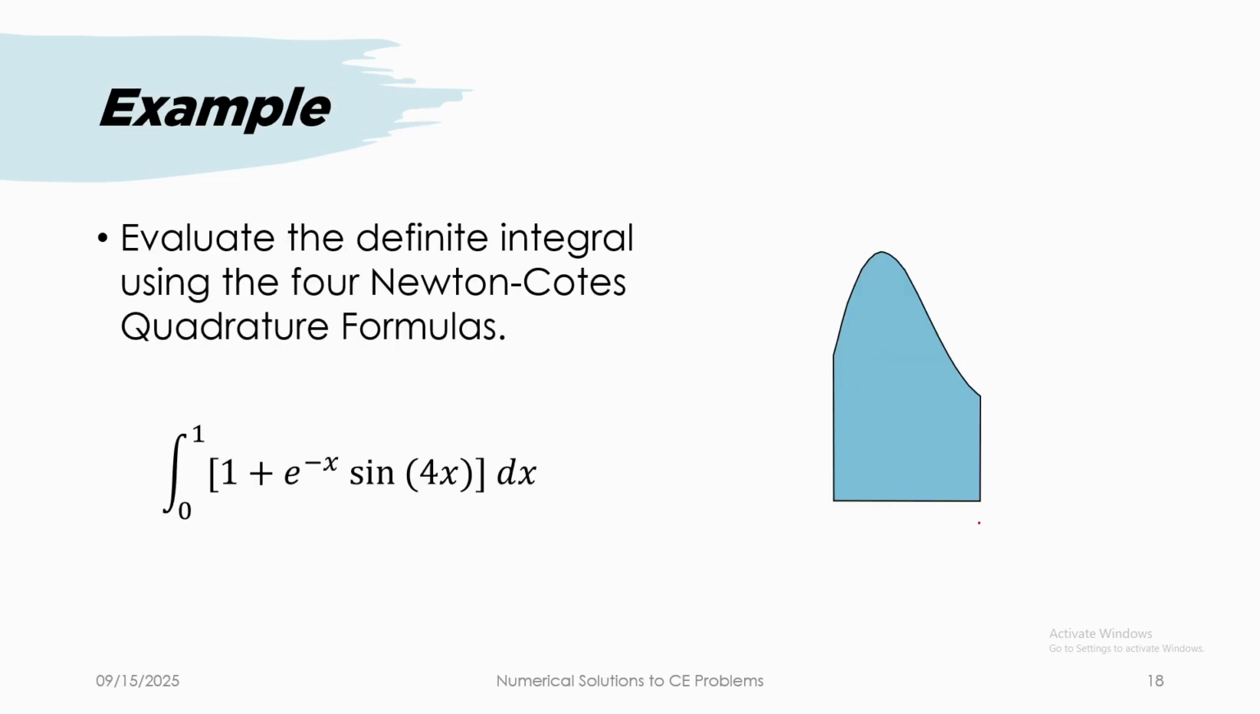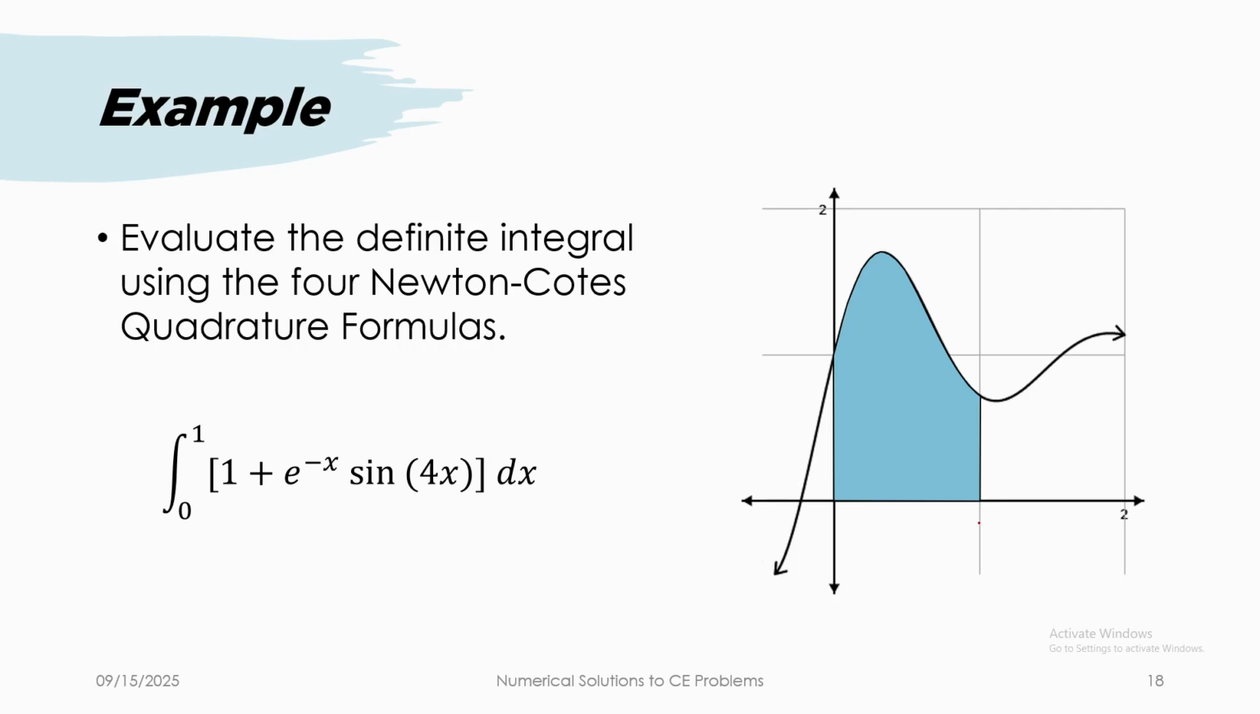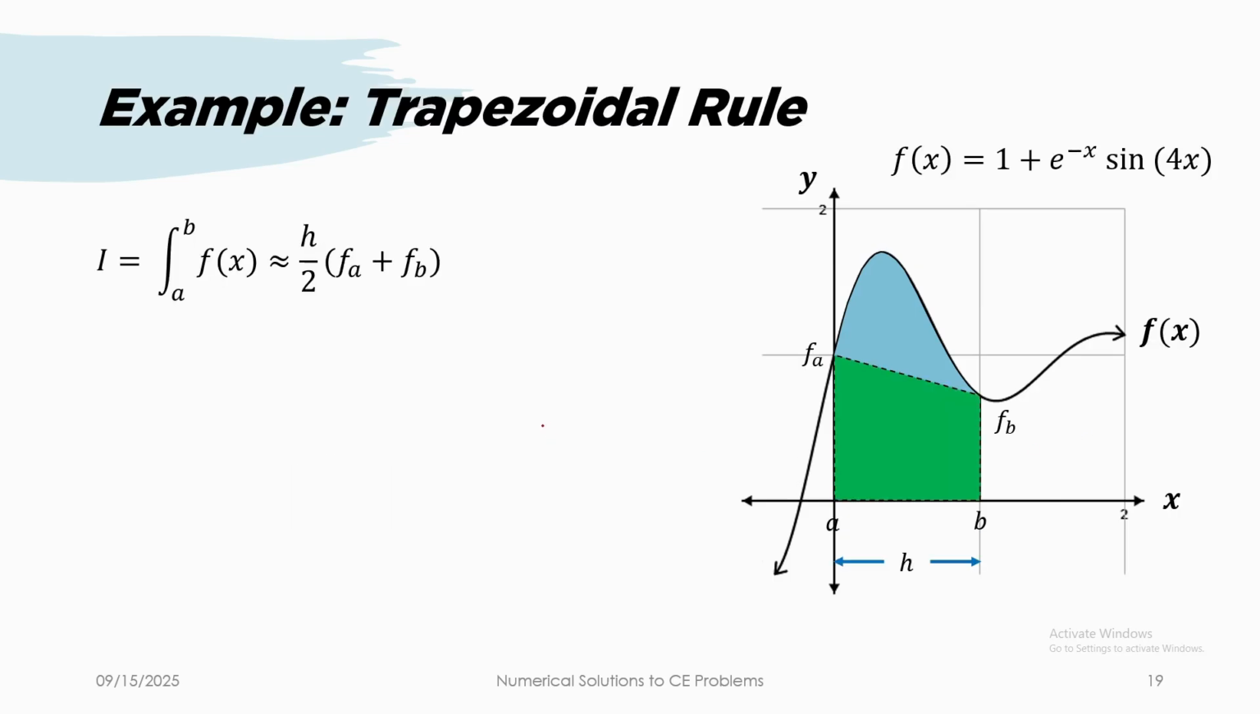Let's apply all four formulas to an example and compare their results. Say, for example, we want to find the area under the function 1 plus e raised to negative x sine 4x from 0 to 1. This is not trivial to integrate analytically, so it would be perfect for testing our quadrature formulas. First, we apply the trapezoidal rule.